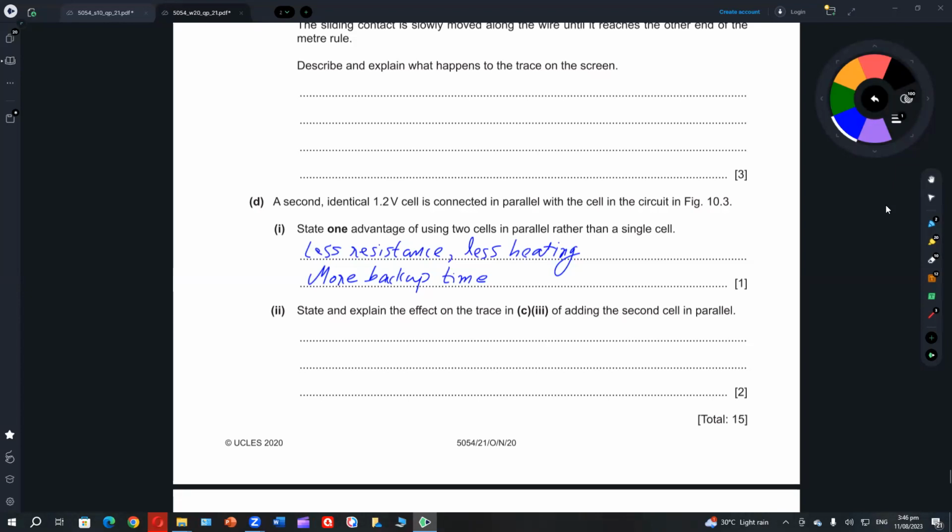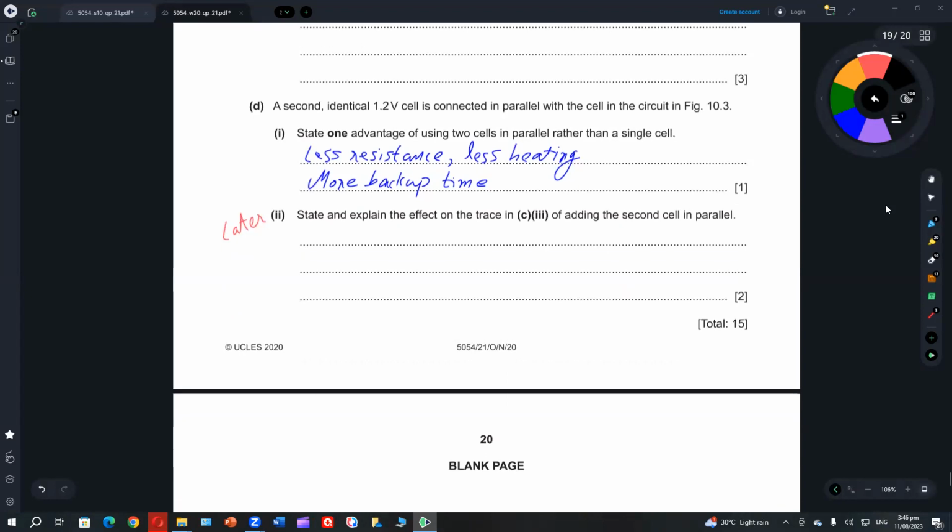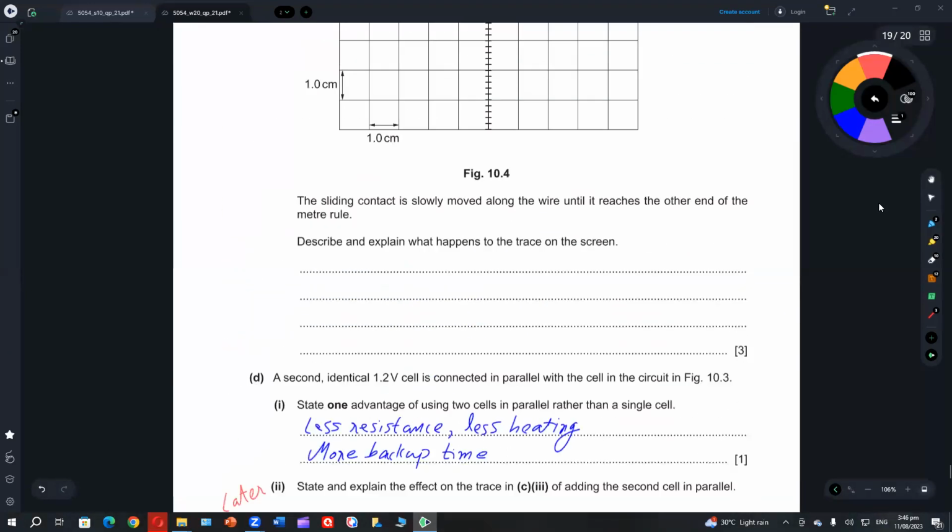State and explain the effect on the trace in C. This is again a question which is related with the CRO. CRO is our topic in the coming chapter, and we can discuss it later. Then this question is over.